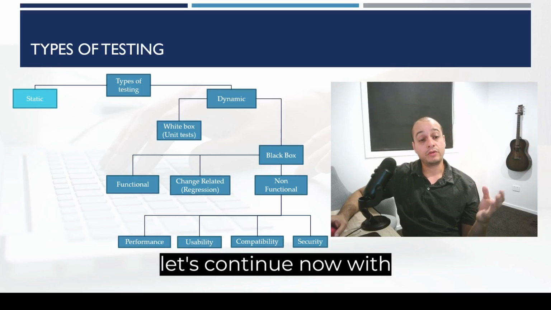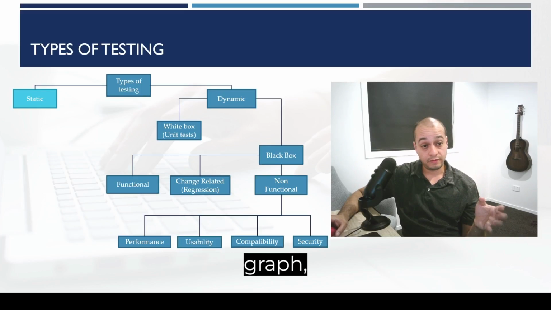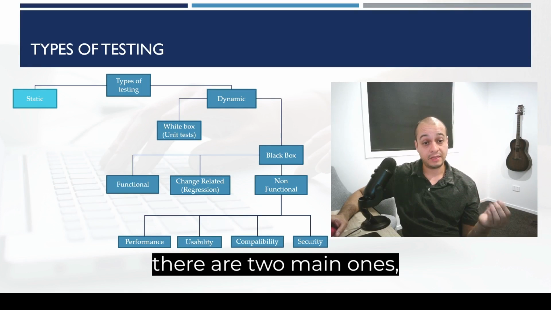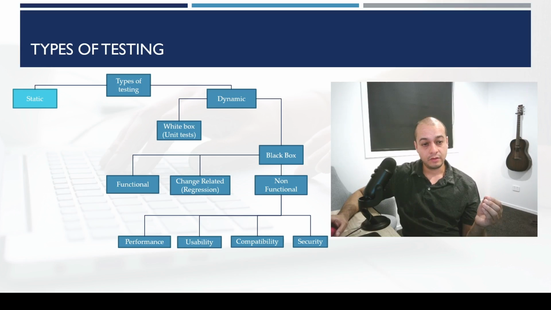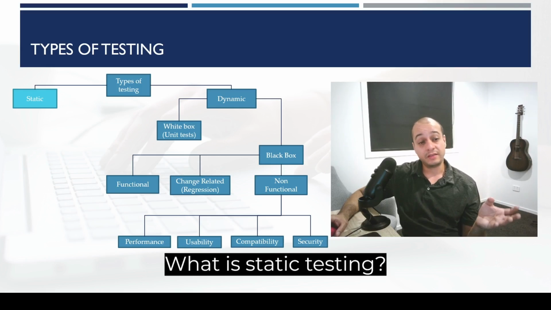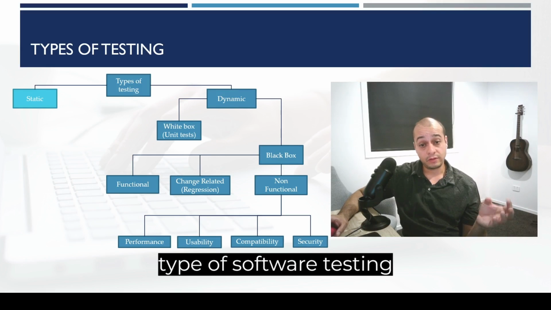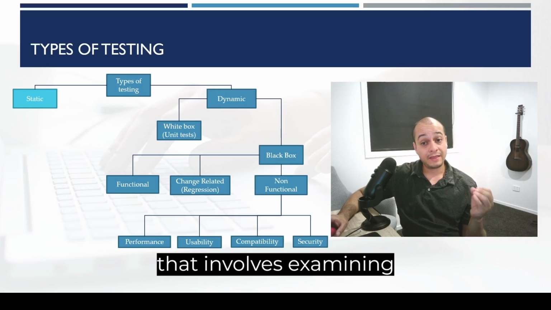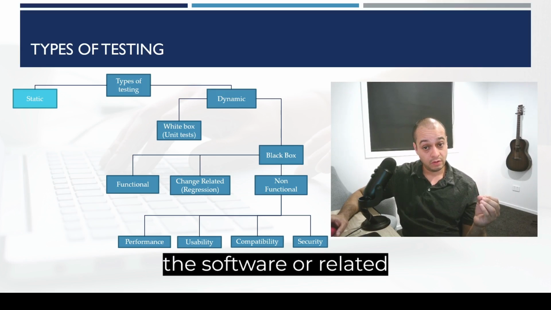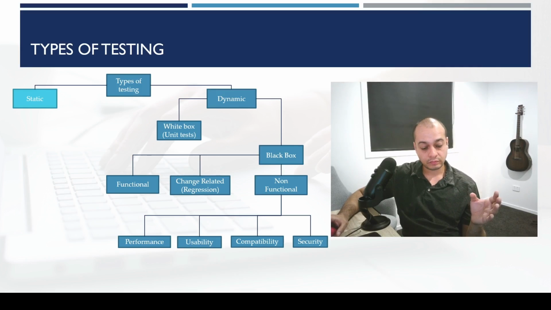Okay, let's continue now with the types of testing. And as you can see in the graph, there are two main ones, static and dynamic. So let's start with static. What is static testing? Well, static testing is a type of software testing that involves examining the software or related documentation without actually executing the code.